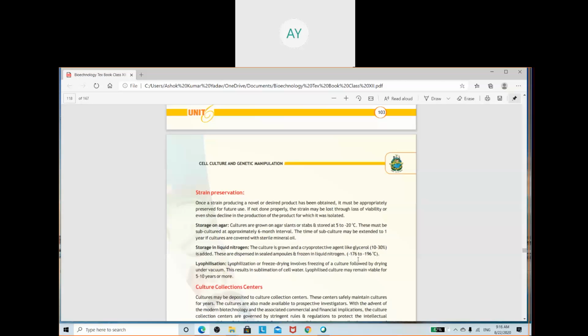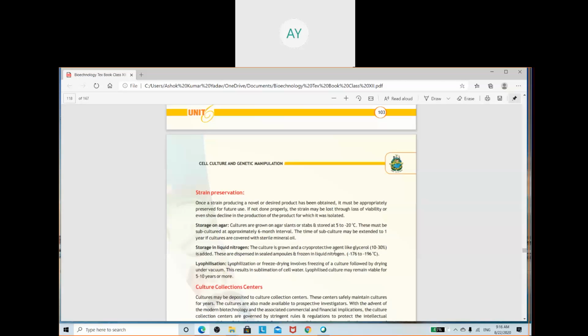Why are we using this chemical? Because this chemical acts as a cryoprotective agent. What do you mean by cryoprotective agent? It means a chemical that will prevent the formation of ice crystals inside the bacterial cell.